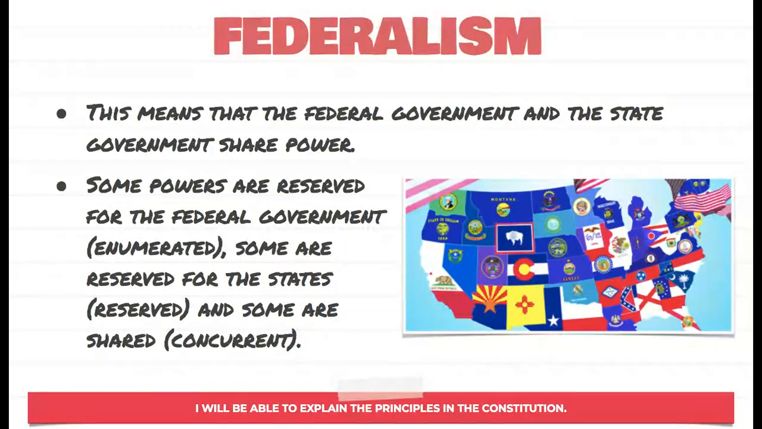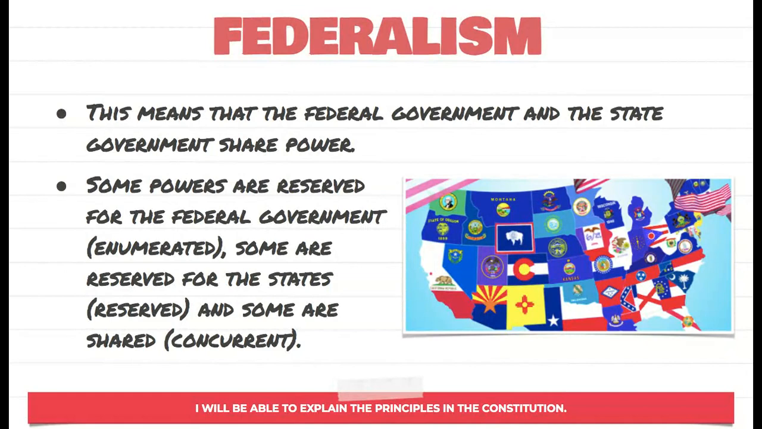The fourth principle is federalism. We've talked a little bit about Federalists, the people who supported the Constitution. This is a little bit different. Federalism means that the federal government and the state governments share power. Some powers are reserved for the federal government, known as enumerated powers. Some powers are reserved for the states, called reserved powers. And some powers are shared between the federal government and the states, known as concurrent powers.